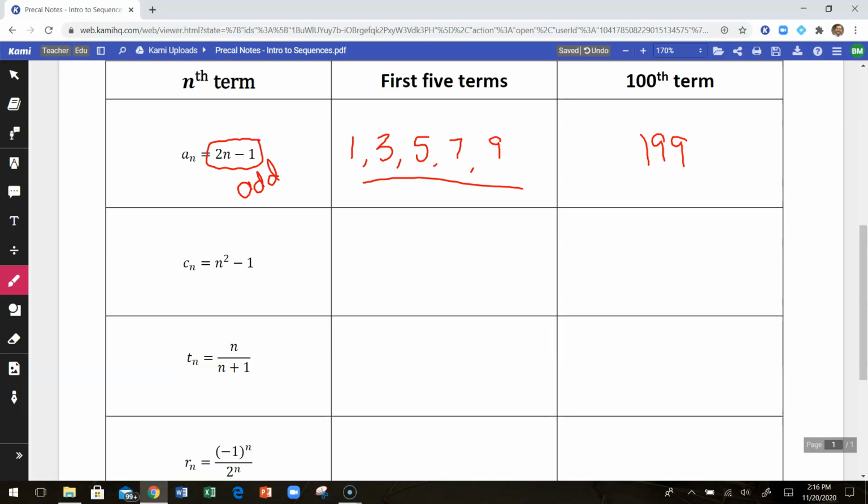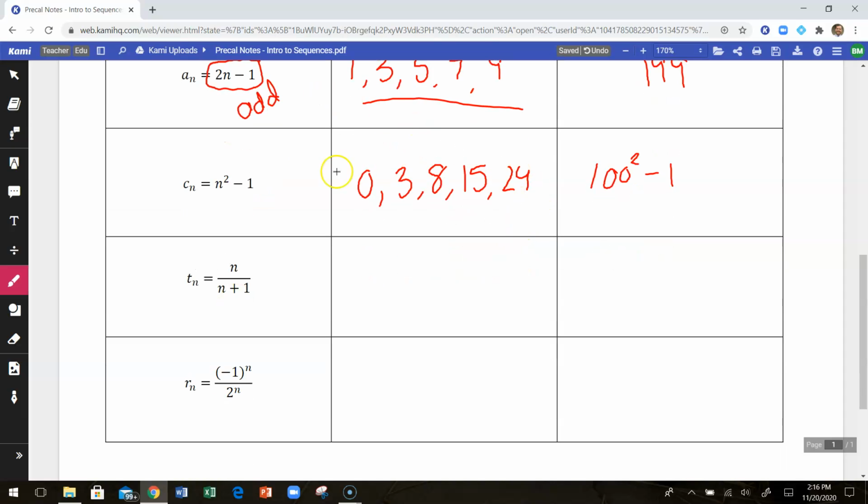N squared minus 1. So this is all of the perfect squares minus 1, right? So if I plug in 1, I get 0. If I plug in 2, I get 4 minus 1, which would be 3. If I plug in 3, 9 minus 1. Plug in 4, 16 minus 1. And if you plug in 5, we're going to get 25 minus 1. If you plug in 100, that's going to be 100 squared minus 1. So n squared represents all the squared numbers. The minus 1 is just taking 1 away from that. But n squared is a pattern that you may use to represent all the perfect squares.